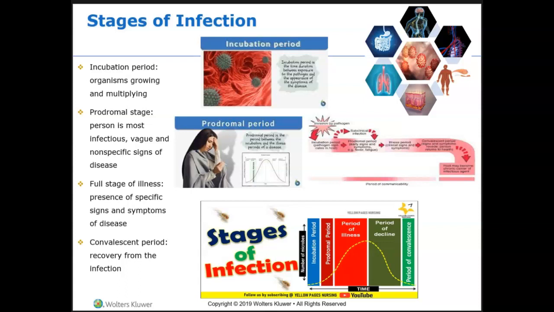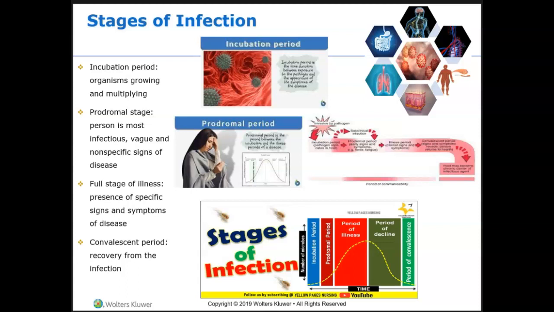A person is most infectious during the prodromal stage. Early signs and symptoms of disease are present, but these are often vague and nonspecific. It could be anything from fatigue to malaise to a low-grade fever. So you can see how many times people aren't even aware that they're sick, right? This period can last for several hours to several days.